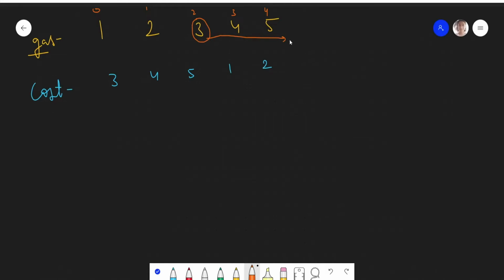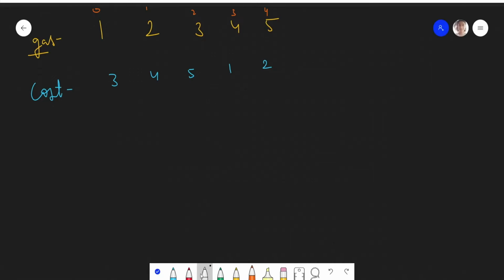That is this direction. Obviously, this is circular, so I'll go here and like this. I have to come back to the station from where I started. If I am able to come back to the station from where I started, then that station index will be the answer. So 2 will be the answer if I can start from 2 and reach 2 again. Otherwise, if it's not possible, we'll return -1. So this is the problem.